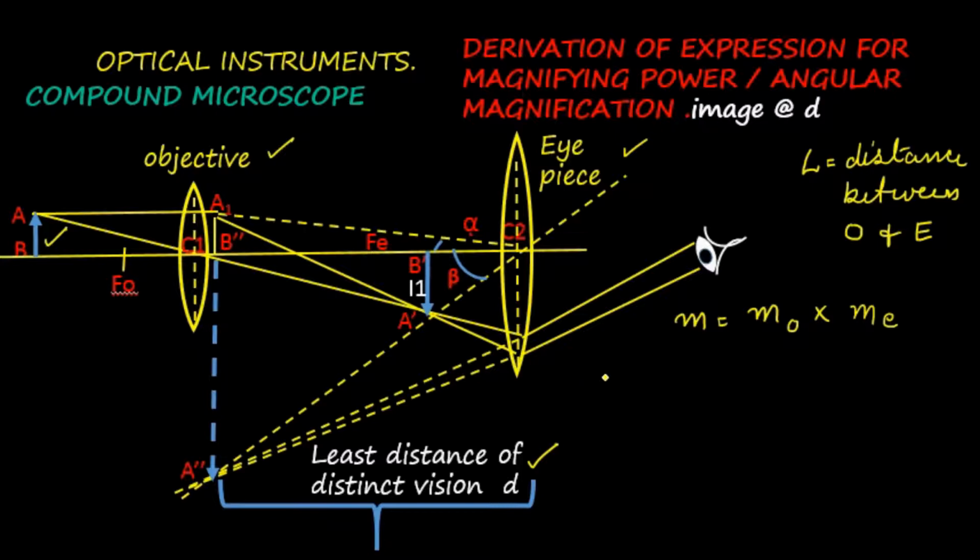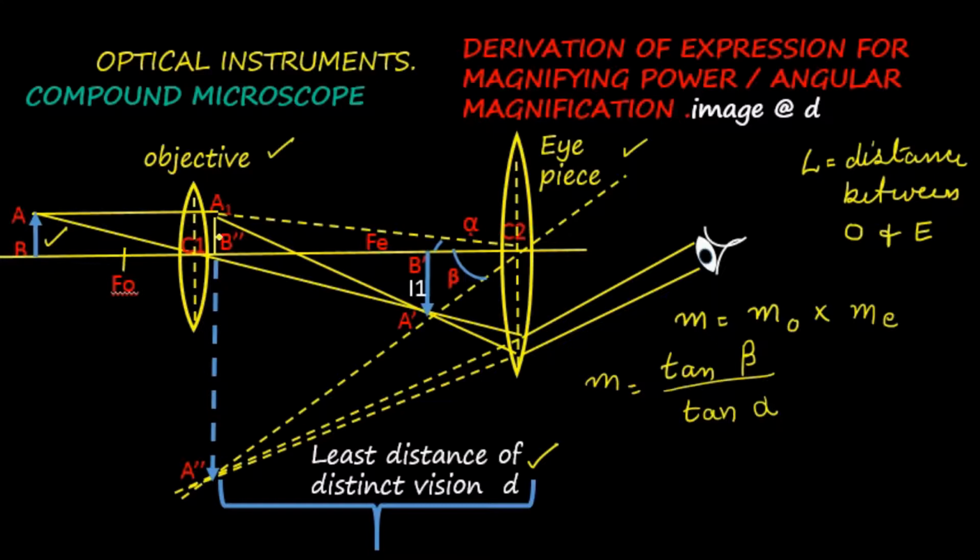What is the definition for magnification? Here we are actually deriving an expression for angular magnification. Angular magnification M is equal to tan beta, the angle subtended by the image, by tan alpha, the angle subtended by the object. So first we have to do this with reference to the objective. We have represented a line here, A1 B double dash. This is equal to AB.